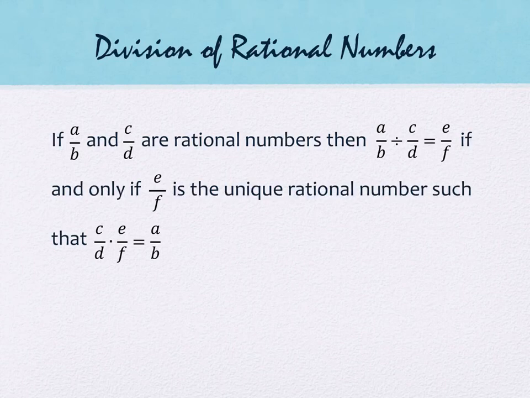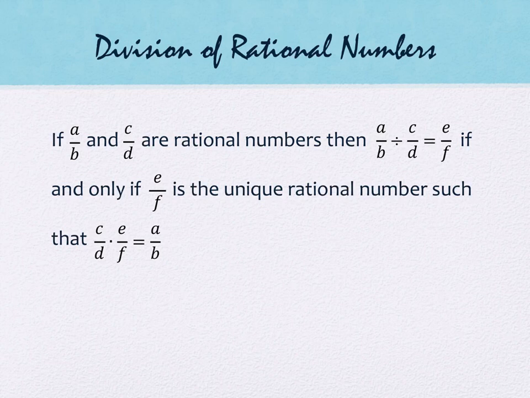So if A over B and C over D are rational numbers, and we divide them, A over B divided by C over D, then this is the unique number E over F, if and only if E over F is the unique rational number such that C over D times E over F is A over B. That might not be what you anticipated this to say. The anticipated one here will come in a minute. But this is what we mean when we do division.